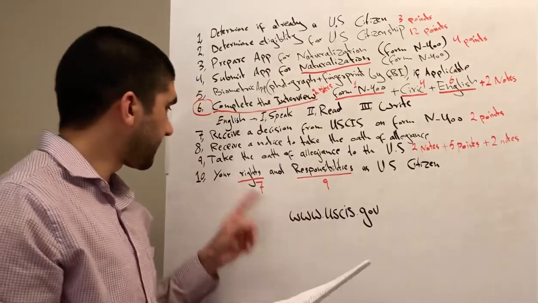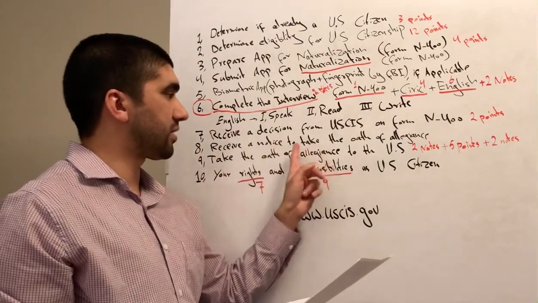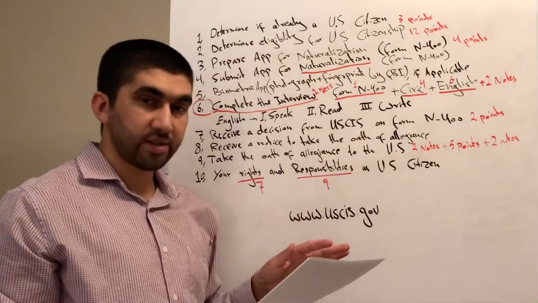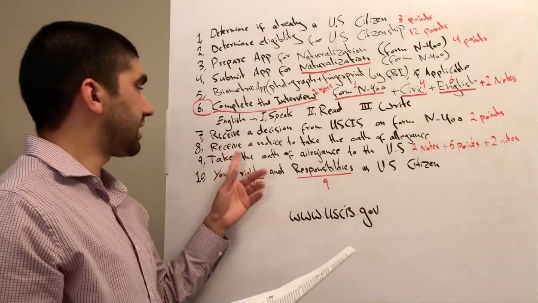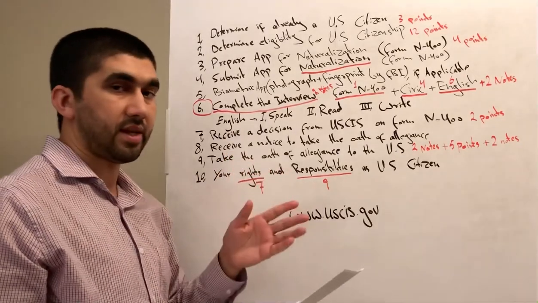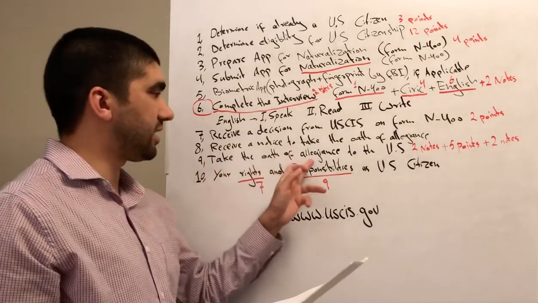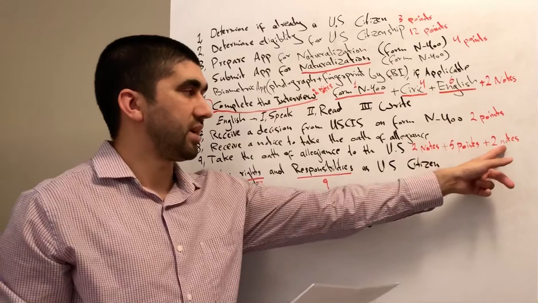Number 8. So we are going to number 8. Receive a notice to take the oath of allegiance. That's number 8, and that's it. There's no explanation for it. Let's say you receive the notice and it tells you about the time, date, and location. Then you're coming to number 9: take the oath of allegiance to the U.S. Then we have 2 notes, 5 points, and again 2 notes.